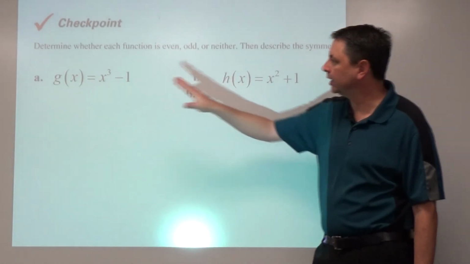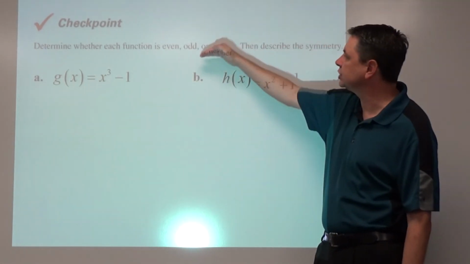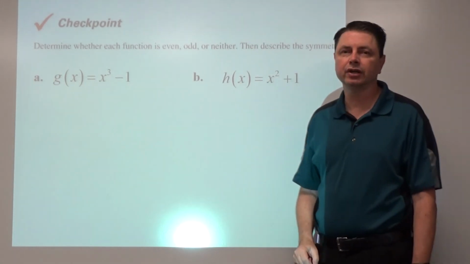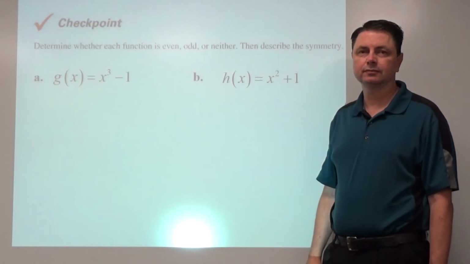All right. Checkpoint: you've got an A and a B. Check to see if they're even, odd, or neither. Pause the video here. Resume when you're done.